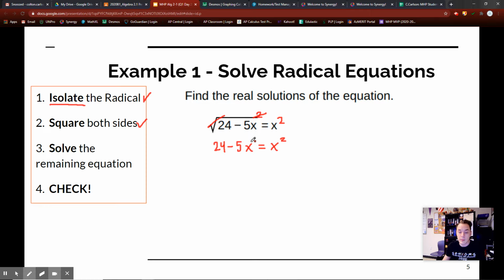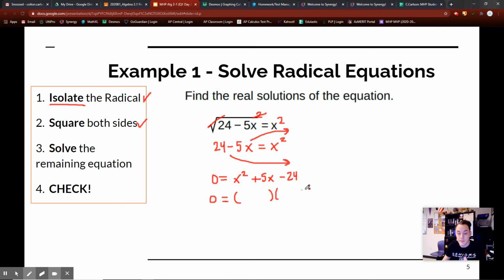So what I'm going to do is move the 24 and the negative 5x over to the right side of the equation, so I can get x squared positive and set it equal to 0 on the left side. The reason I want to do that is so that I can solve for x. So now it becomes x squared plus 5x minus 24. Now I'm just going to solve it like my normal quadratic equations.